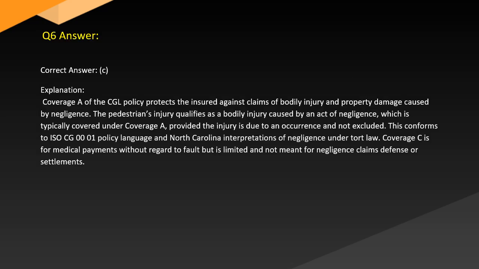Answer. Correct answer: C. Explanation. Coverage A of the CGL policy protects the insured against claims of bodily injury and property damage caused by negligence. The pedestrian's injury qualifies as bodily injury caused by an act of negligence, which is typically covered under Coverage A, provided the injury is due to an occurrence and not excluded. This conforms to CG 00 01 policy language and North Carolina interpretation of negligence under tort law. Coverage C is for medical payments without regard to fault, but is limited and not meant for negligence claims, defense, or settlements.